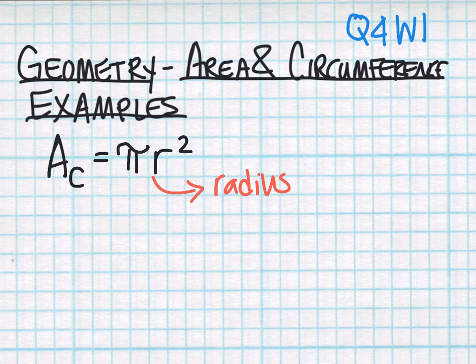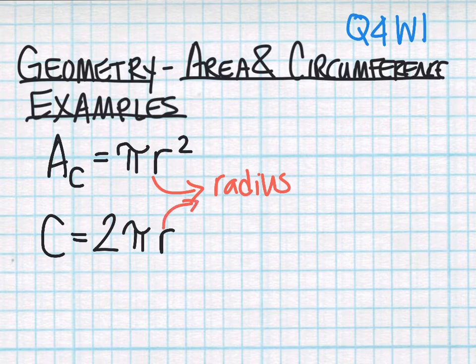So our circumference formula, I don't have to put a little c because circumference is only for circles. Circumference is 2 times pi times the radius. I know these two look very similar. They both have a 2 and a radius and a pi. One of them is squared, the other one's just multiplied by 2. And let's remember, this R also stands for radius.